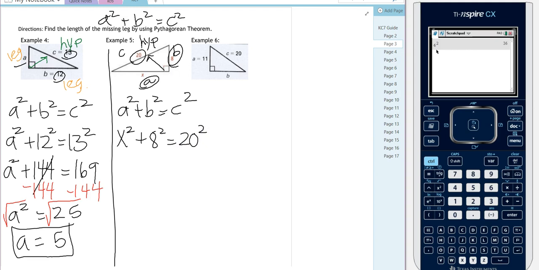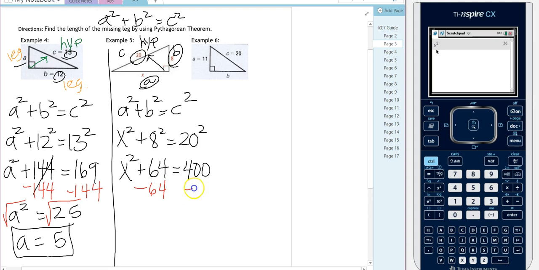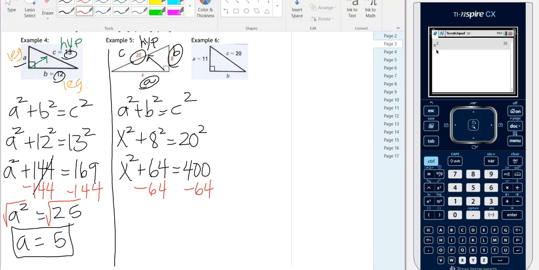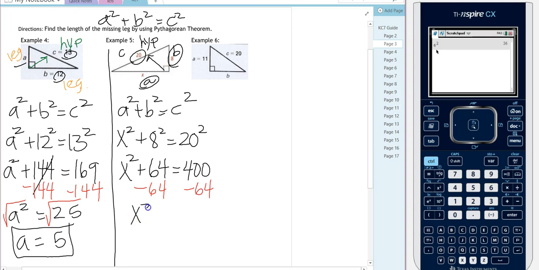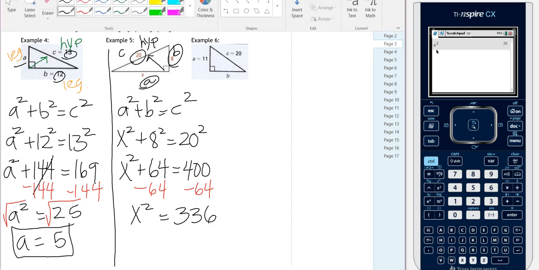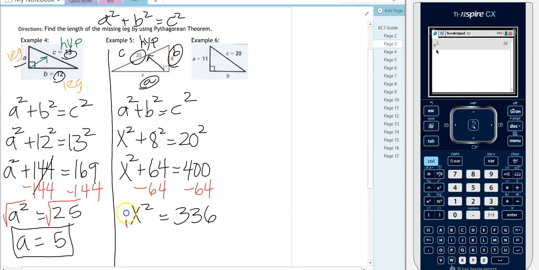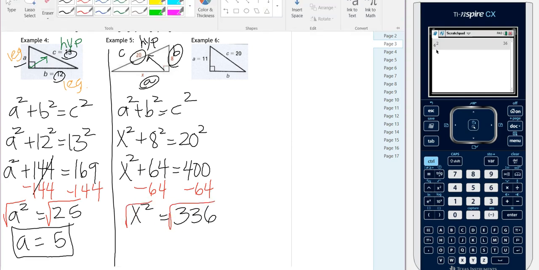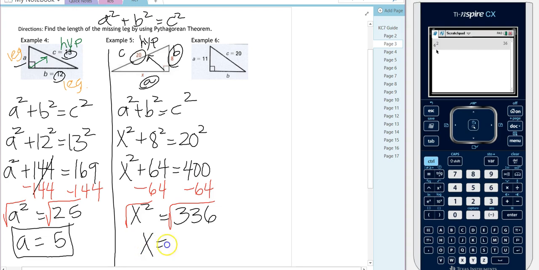All right, now our goal is to solve for that missing side, which is X, and then we simplify. So X squared plus 8 squared is 64. 20 squared is 400. We want to isolate that X squared, so we're going to go ahead and subtract 64 over to the other side. We're going to have X squared is equal to 336. We want to get X by itself, so therefore we have to do the inverse. So if this is being squared, we take the square root. And the square root of X squared is X. Square root of 336 is 18.3.